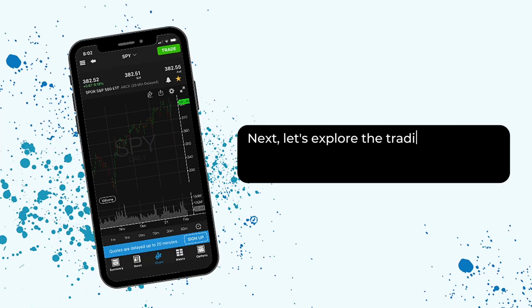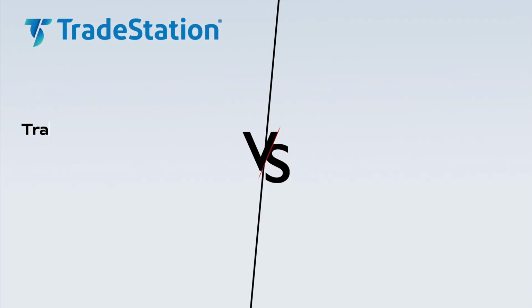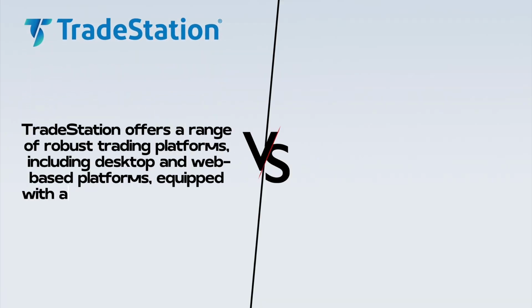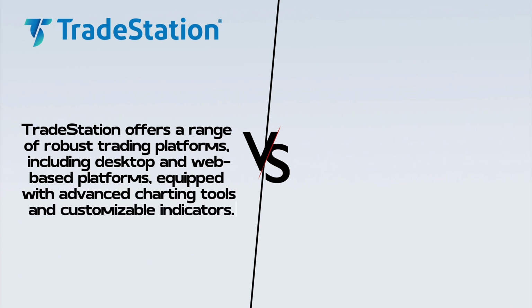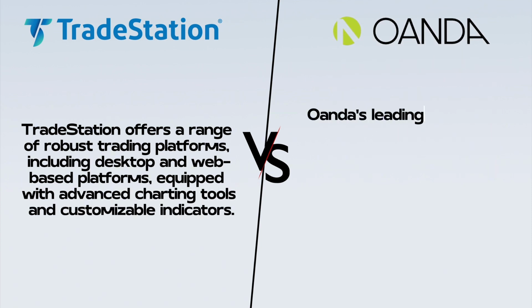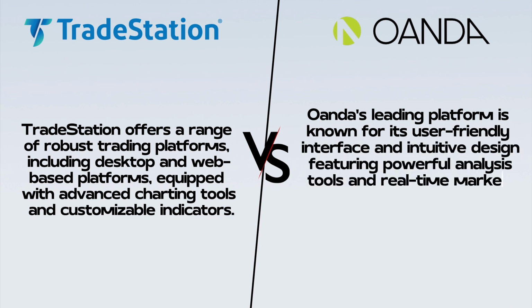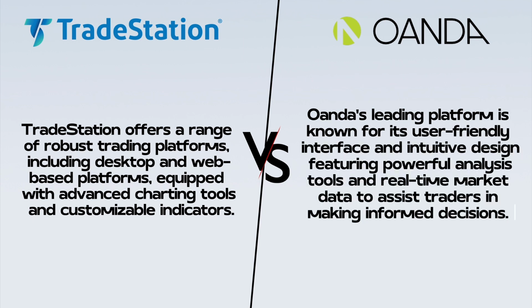Next, let's explore the trading platforms and tools offered by Tradestation and Oanda. Tradestation offers a range of robust trading platforms, including desktop and web-based platforms equipped with advanced charting tools and customizable indicators. Oanda's leading platform is known for its user-friendly interface and intuitive design, featuring powerful analysis tools and real-time market data to assist traders in making informed decisions.